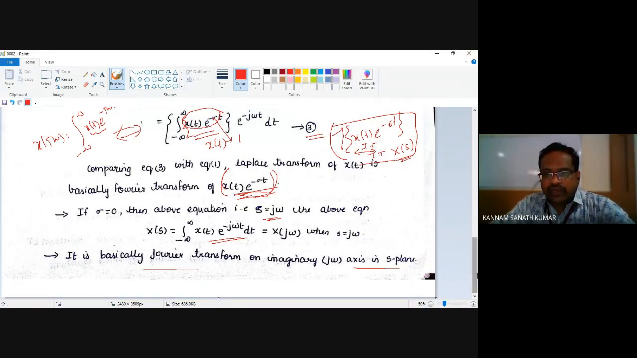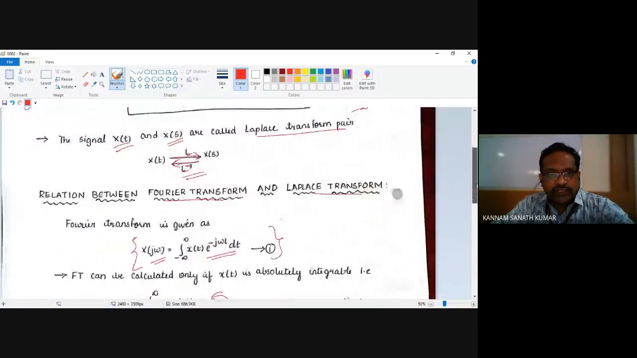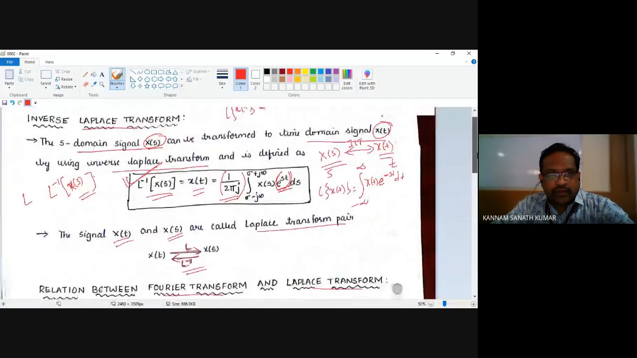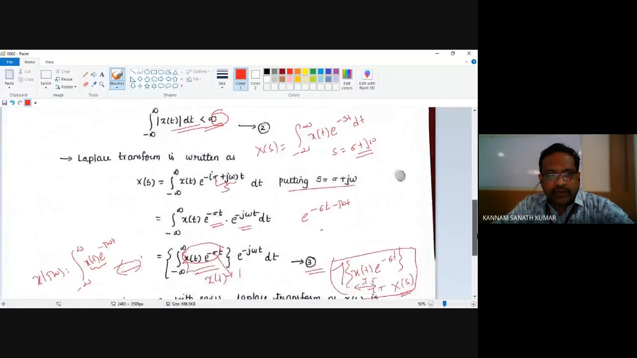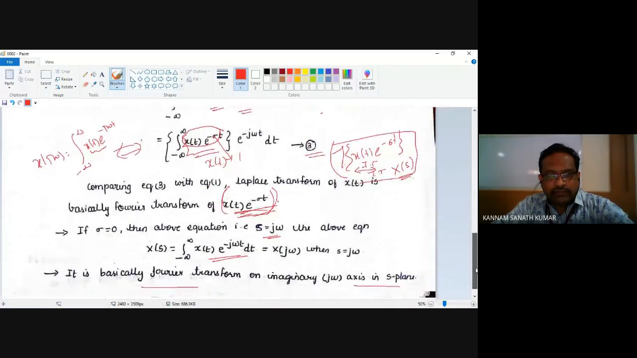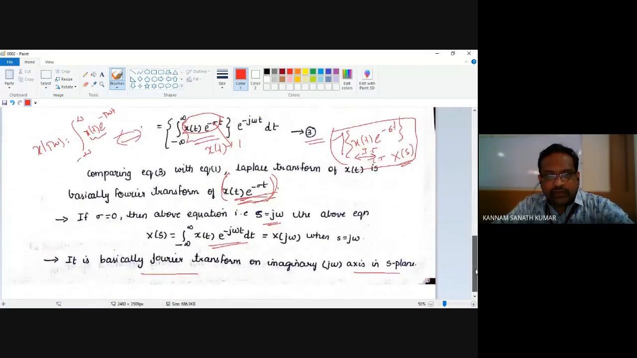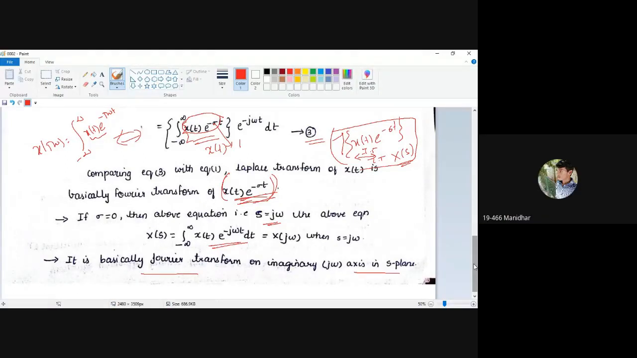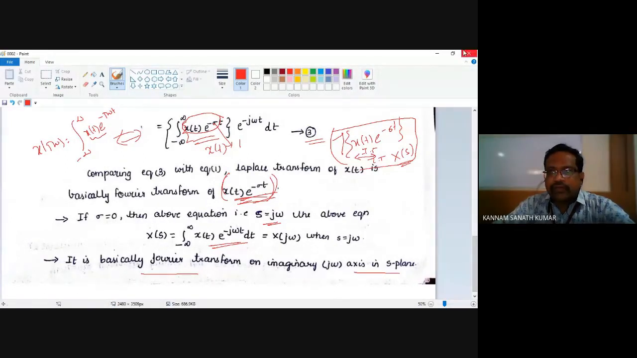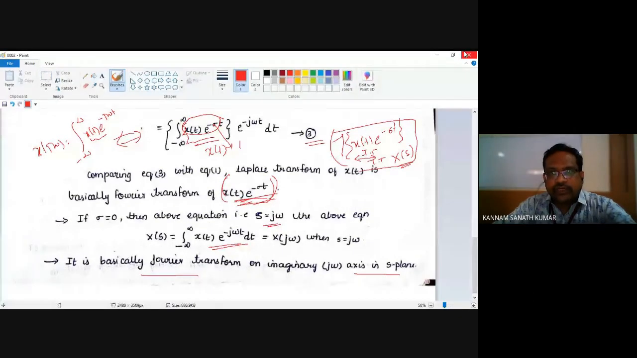Is it okay? Understood? Any doubts in this? In this slide, I explained the inverse Laplace transform and the relationship between the Fourier transform and Laplace transform. Any doubts? Please respond so that I can go forward. No, sir, no doubt. That's why I'm asking.